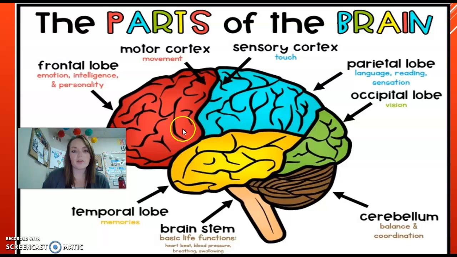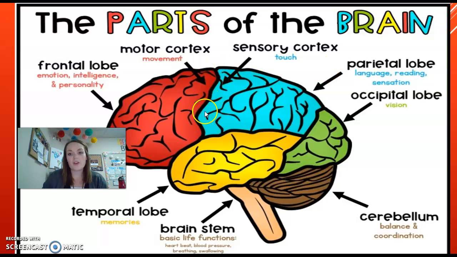If you look at this red section of the brain, this is called your frontal lobe. If you see where your forehead is, right behind it, that is your frontal lobe, and this is where your emotions and personality come from. If we go a little bit further back, this is called the motor cortex, and this is where movement is. So running, jumping, raising your hand. This tells your body to do those things.